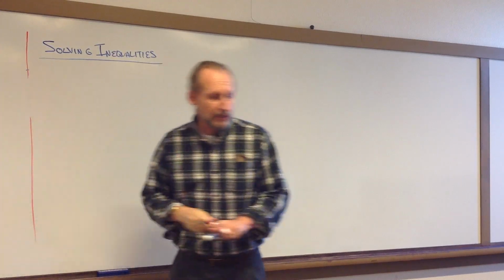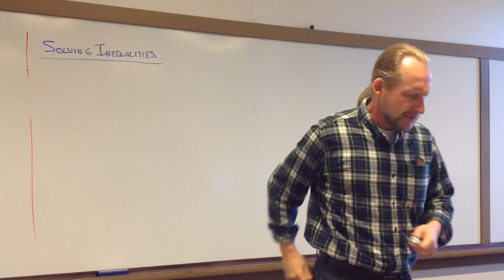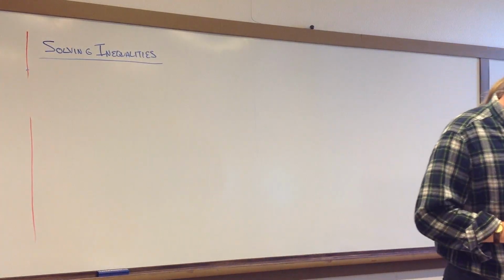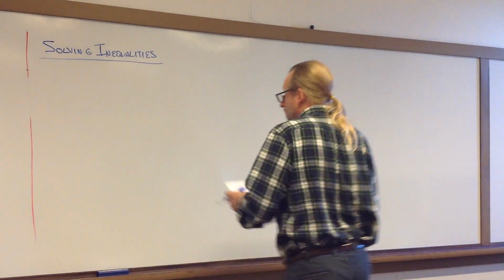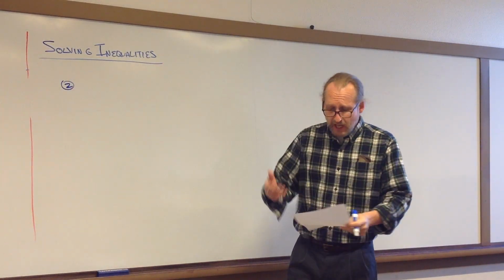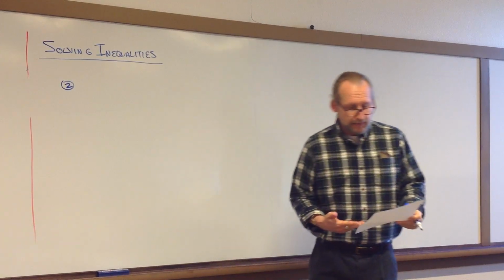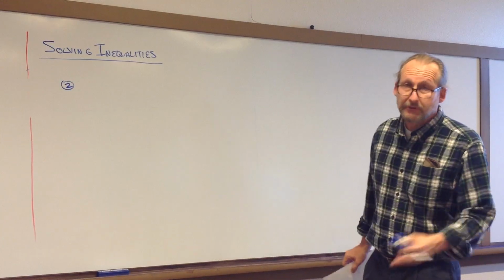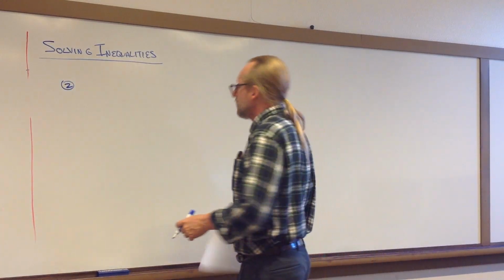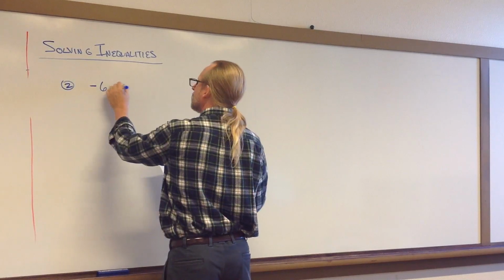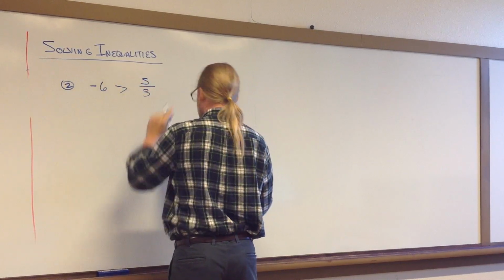So let's look at some examples from the assignment. All right, let's see here. Problem 2. With these assignments, typically what I do is I'll use the even problems as examples, and then I'll assign the odd problems, and your answer key will have the answers for the odd problems. All right, problem 2. Negative 6 greater than s over 3.